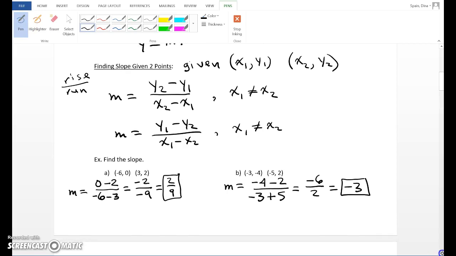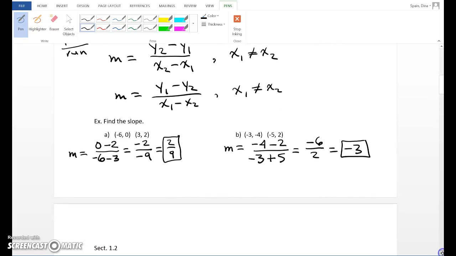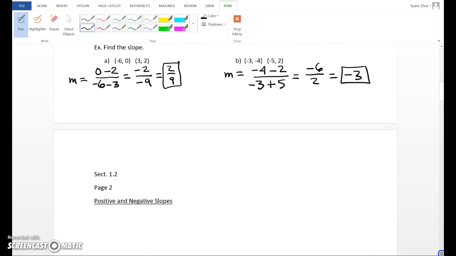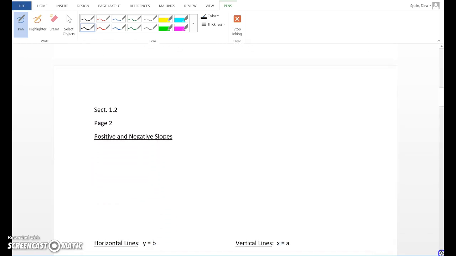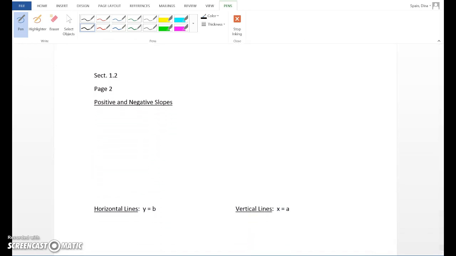We're okay with the time. I think I'm going to go on to this next page. Looking at positive and negative slopes. Let's get through this. I'm just going to sketch these, make a couple sketches, about 4 of them.